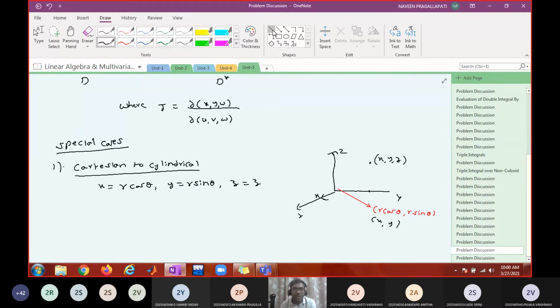Then what you do? Then you move through a distance of z in the z direction. Then you will reach that point. You will reach the destination.